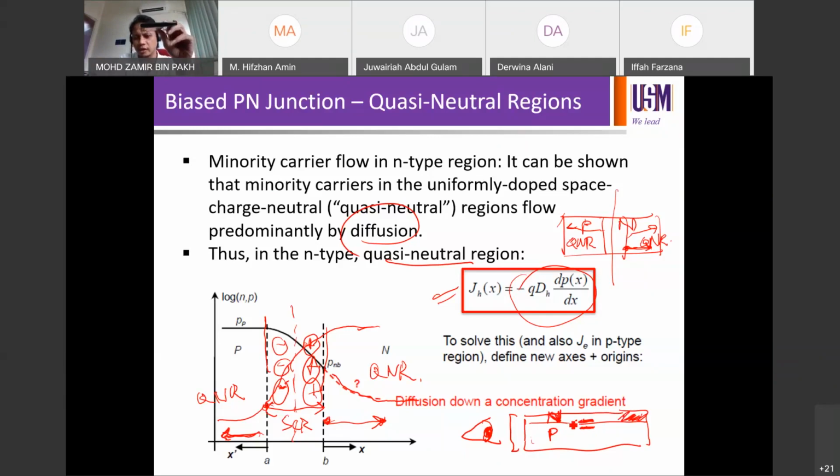I'm just exaggerating here to make sure you see. It's actually very, very small. It can be just a few hundred nanometers or even less than that. So this region that I'm exaggerating is actually this region. This region, okay?